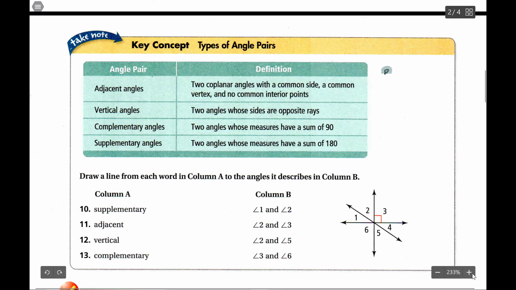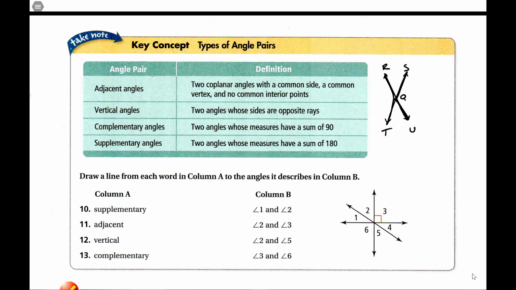Vertical angles are two angles whose sides are opposite rays. So if we imagine something like this, RQS and TQU are vertical angles.